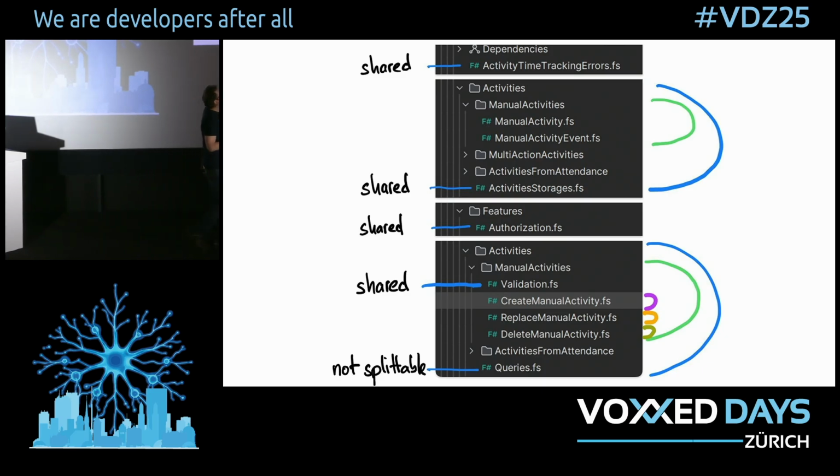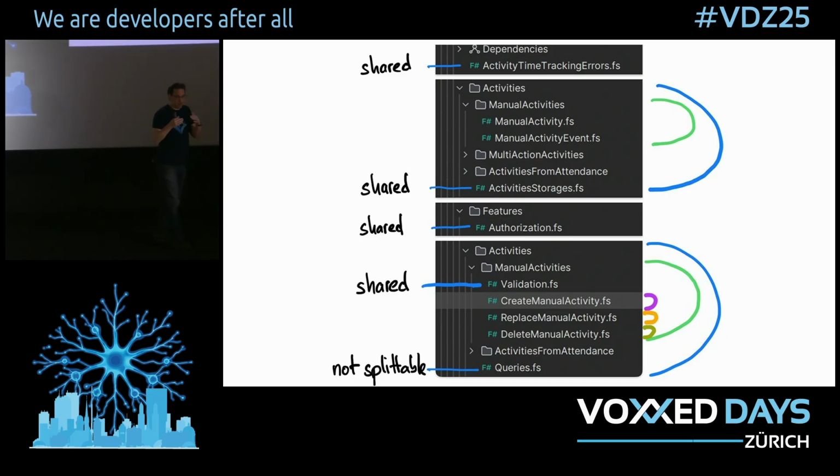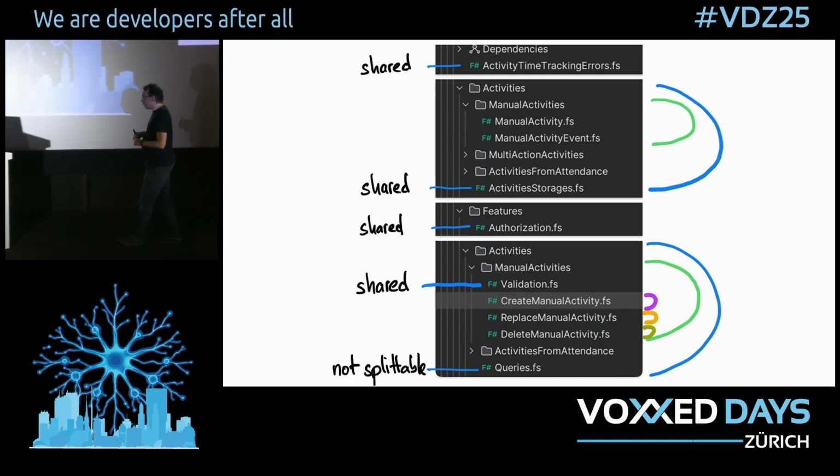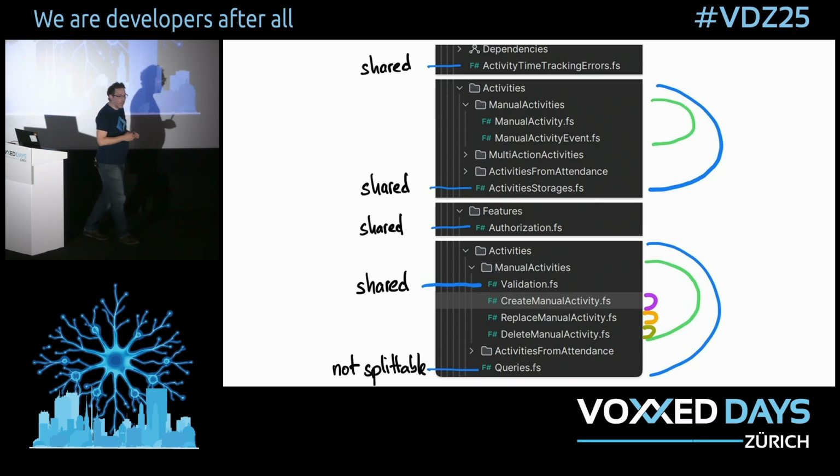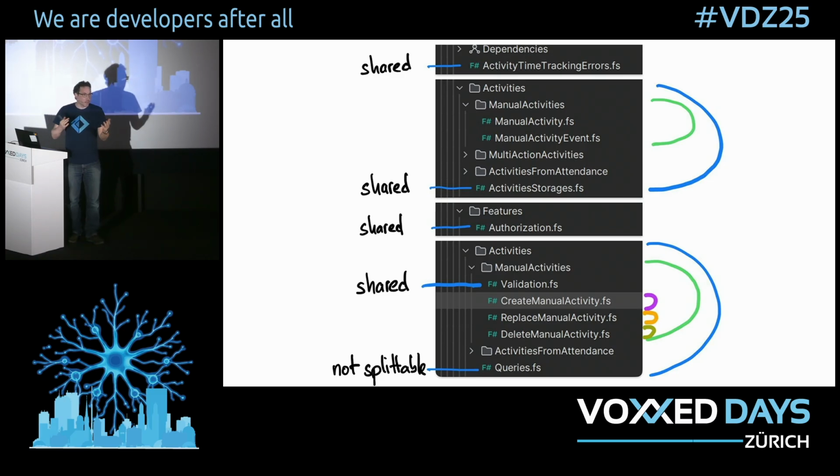We see that manual activities are the model for the manual activity and the model for the events, because we are event sourced. And then you see there's a lot of shared stuff going on, like the activity time tracking errors at the top. That's a discriminated union that describes everything that can go wrong. So we don't use exceptions, we use a discriminated union, like an enum on steroids, if you don't know the term. So that's one thing that is shared over everything.